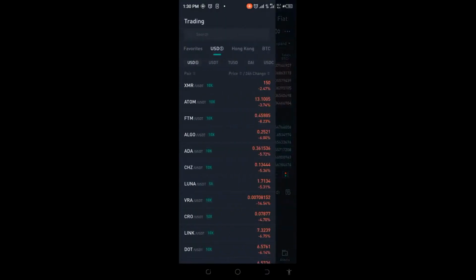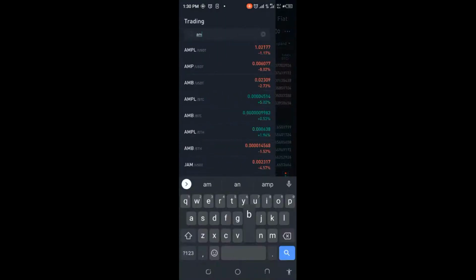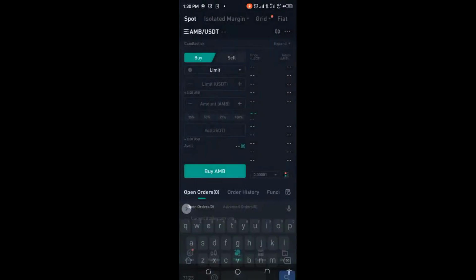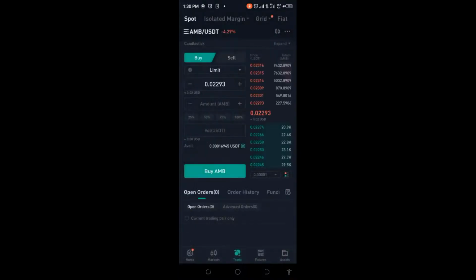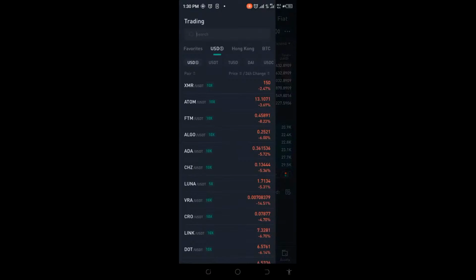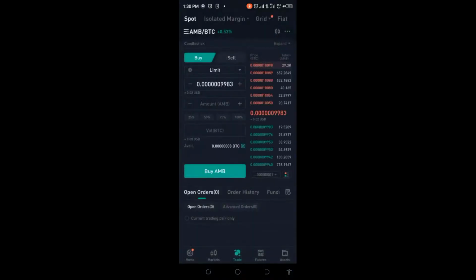But while I'm doing that, I also want to check AMB USDT. And then to check if we're going to sell this, what would we get? So I'm going with BTC. So let's go back to get that with BTC. Okay, so let's do that quickly.